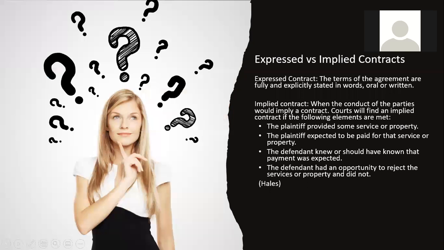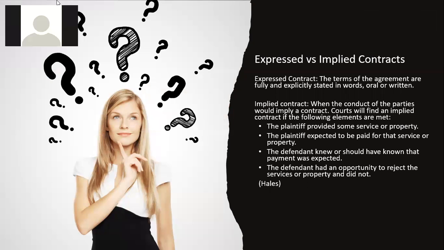All right. And then this is where stuff gets kind of funny too, because there are express and implied contracts. So an express contract is your regular contract, where the terms of the agreement are fully and explicitly stated in words, oral or written. Right? So that's your regular contract.